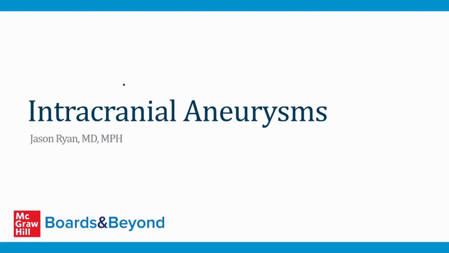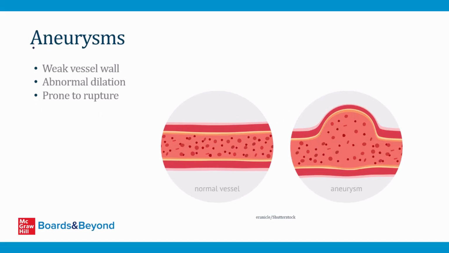Hello, everyone, and welcome to our module on intracranial aneurysms. So the term aneurysm in general means a weakness of the vessel wall that leads to an abnormal dilation. You'll get this drawing on the screen. This depicts a normal blood vessel. Over here is one that has an aneurysm. The wall has become weak, and so the blood pressure is pushing it outward, causing it to become dilated.